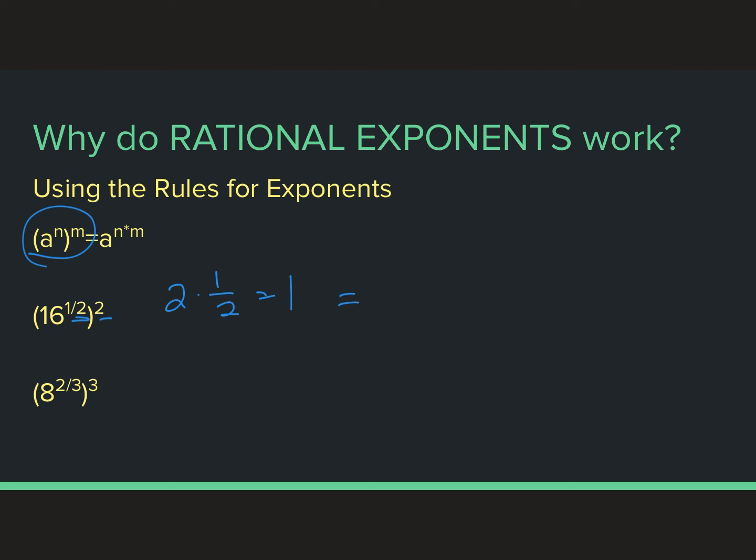Therefore, if I have something that's 16 to the 1/2, which is the square root, and I square it, they oppose each other, you get back to 16. That's why it works. Here, if I had 8 to the 2/3, I would do 2/3 times 3, which would give me 2. That would be 8 squared. So it works because of our rules for raising powers to powers.